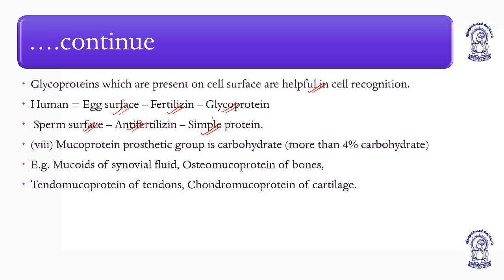Mucoprotein is having a prosthetic group carbohydrate of more than 4%. More than 4% is mucoprotein, less than 4% is glycoprotein. Examples are mucoids of synovial fluid, osteomucoprotein of bones, tendomucoprotein of tendons, and chondromucoprotein of cartilage.